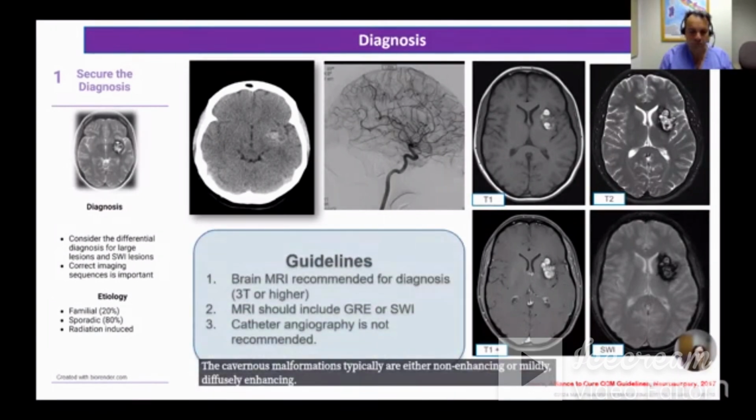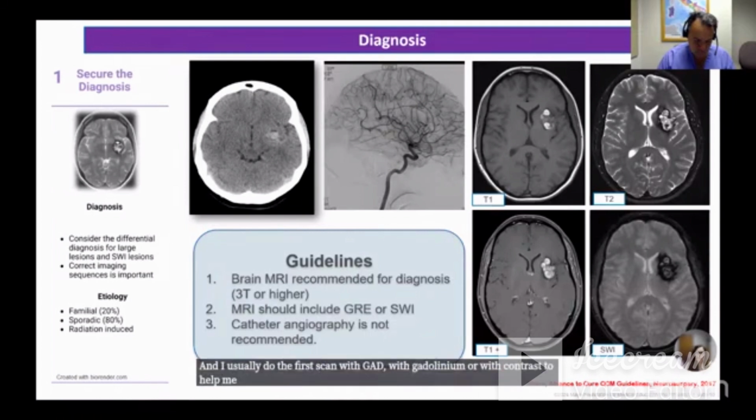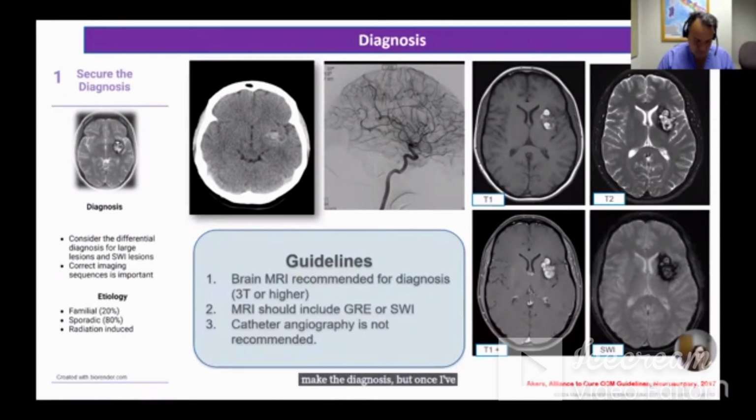The guidelines suggest an MRI is recommended for the diagnosis, but that catheter angiography is typically not recommended. And I usually do the first scan with GAD, with gadolinium or with contrast, to help me make the diagnosis. But once I've secured the diagnosis, follow-up scans do not require gadolinium.